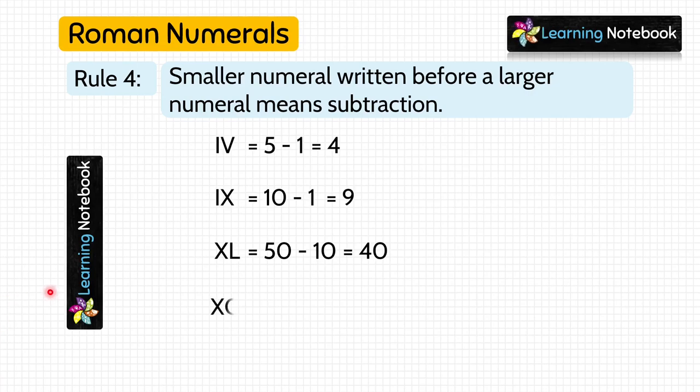Let's take one more example. XC. So here X, which represents 10, is written before the larger numeral C, which represents 100. So let's do subtraction. We will do 100 minus 10, which is equal to 90. So XC represents 90. So this was rule number 4, which says a smaller numeral written before a larger numeral means subtraction.